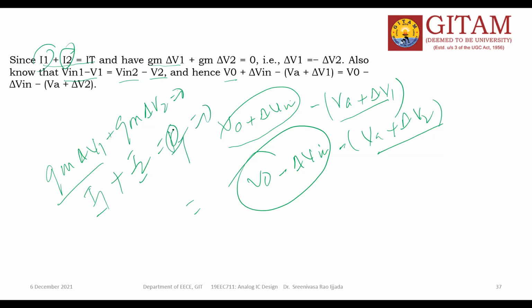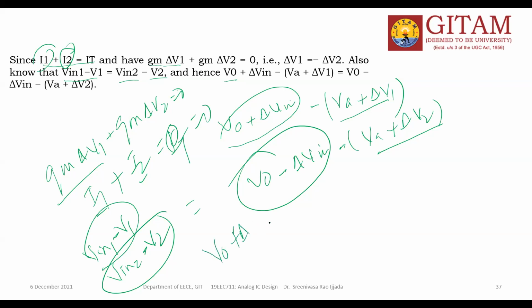And one more thing is, in the first one, V in 1 is my source, minus V1 is my difference. And the second device, V in 2 minus V2. V1 and V2 are the changes at one side and another side. So that V in 1 minus V1 and V in 2 minus V2. And hence V0 plus delta V in. Okay, so minus this, these two equations.